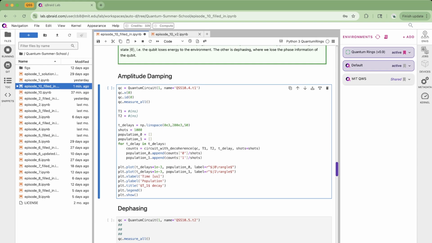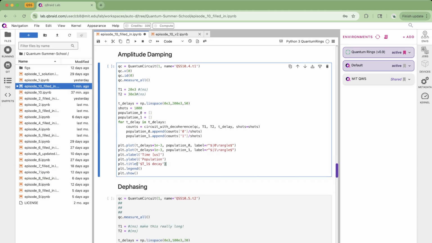And let's say I have T1 of 20 microseconds. T2 can be 30 microseconds. So we're more dominated by amplitude damping. We can have delays from 0 to 200 microseconds. And then at each time delay, we're going to do 1,000 shots and take the average. And we're going to run a circuit with decoherence with T1, T2, and a delay time. And then for each of those, we're going to count the population of 0 and 1.